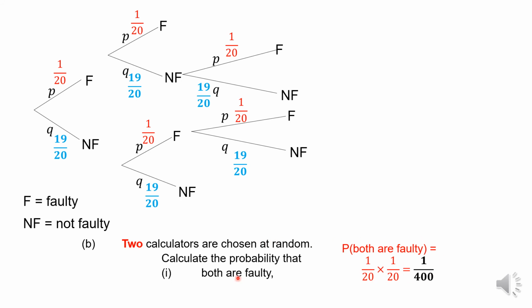So I'm going to use it again with another question, so just take note of it. In this case, the probability that both are faulty is 1 over 20 times 1 over 20. Nothing is being removed and replaced, so you keep them. That is why the fractions are the same.